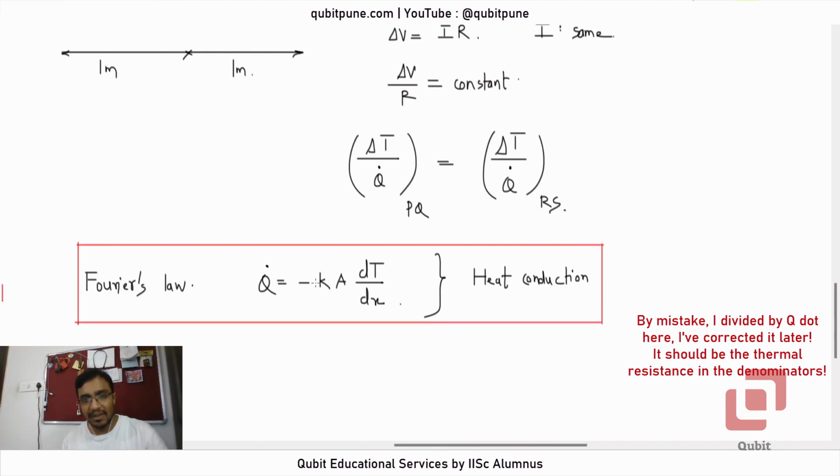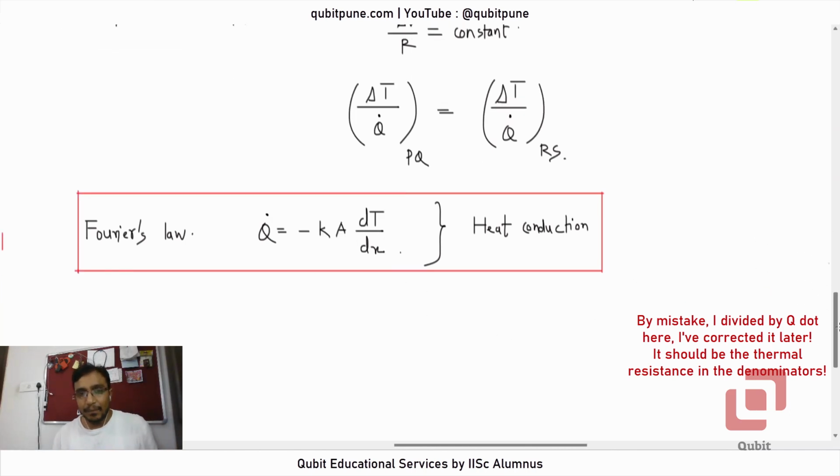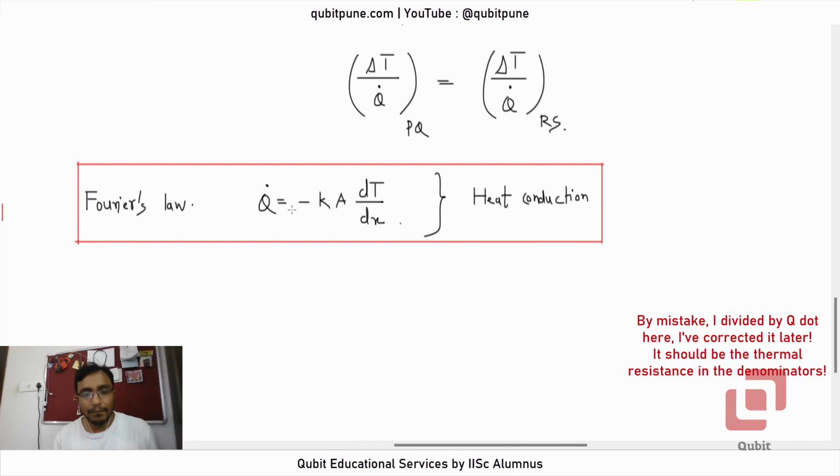What is the negative sign doing there? The negative sign basically signifies that heat is going to flow in the direction where temperature is decreasing. Okay, that's our standard time. Now see, what we are going to do is write dT by dx as delta T by delta L, because we know that Q dot is constant.